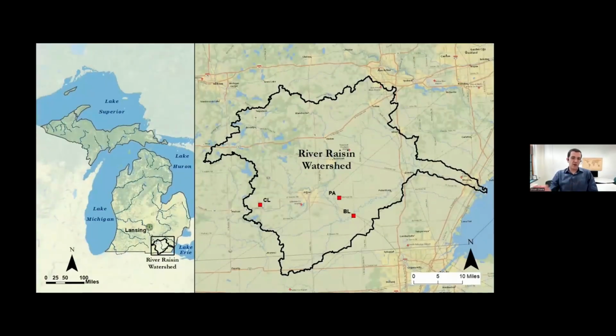This is a map of the River Raisin watershed in southeast Michigan, and I'm just going to show you where the field research site is located, which is the CL site. This red square is on the western side of the River Raisin watershed that flows into Lake Erie. This is where phosphorus is a concern, but we're going to be talking about nitrogen here.